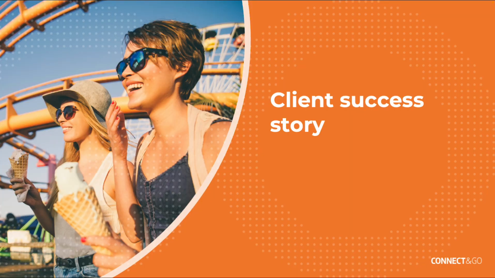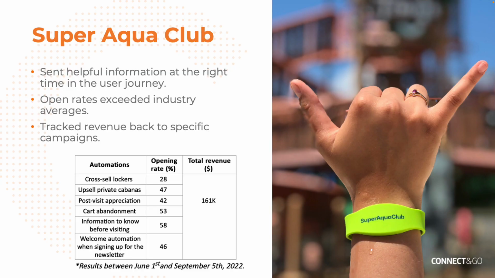When it comes to client success with ActiveCampaign, one of our power users is Super Aqua Club. Super Aqua Club sent helpful information at the right time in the user journey. You can see their stats below. For these campaigns, their open rates exceeded the industry averages, which means that they were helpful and relevant and ultimately very successful. With ActiveCampaign and Connect&GO, Super Aqua Club could track revenue back to specific campaigns, which they can then use to optimize future efforts.